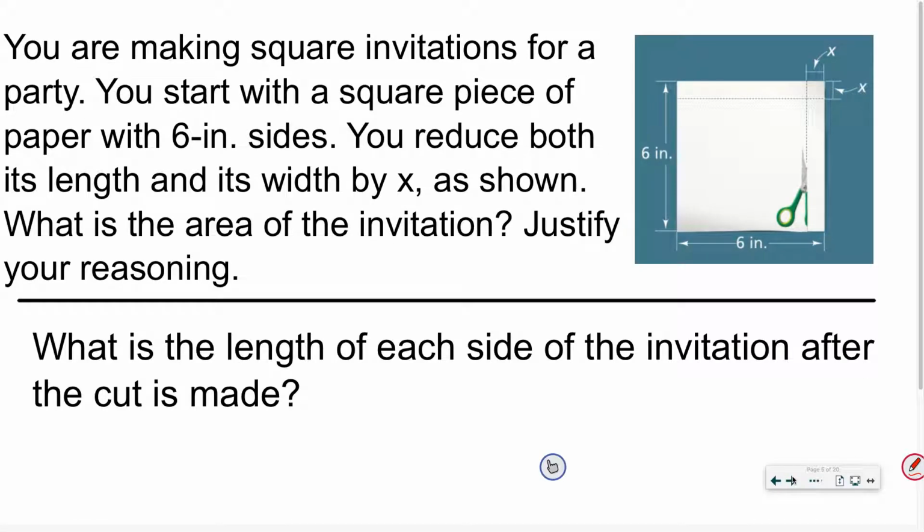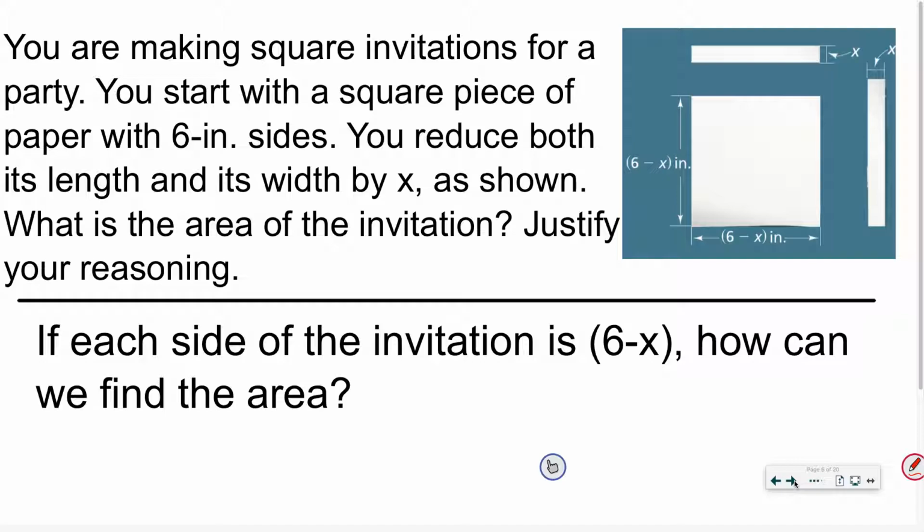What is the length of each side of the invitation after I cut the strip off? What is this? 6 minus x. 6 minus x. It was 6, but then I took away x. Even if I don't know what that is, I can still represent it as 6 minus x. And how about this side? That is also 6 minus x. It was 6 inches. I removed that x-sized piece. So I have 6 minus x.